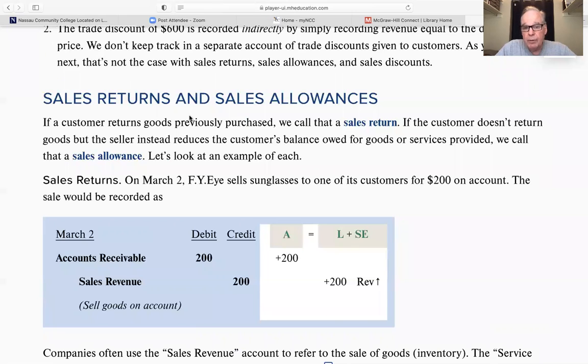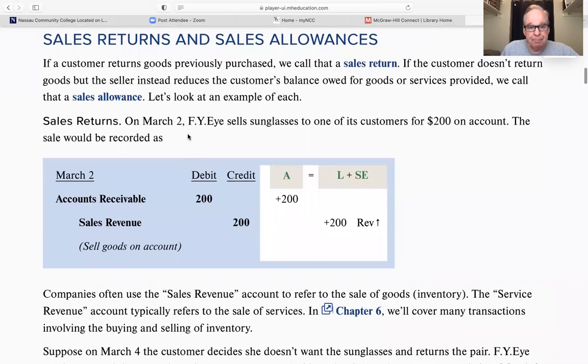What's a sales allowance? A sales allowance is you get to keep whatever it is, and the person that sold it to you will take some money off. Right? And we'll see the example in the text, which again, it's part of this creepy eye doctor example. But here's an example of sales returns.